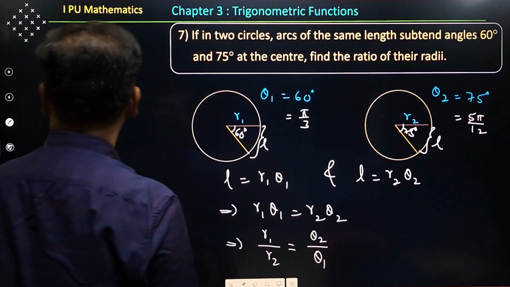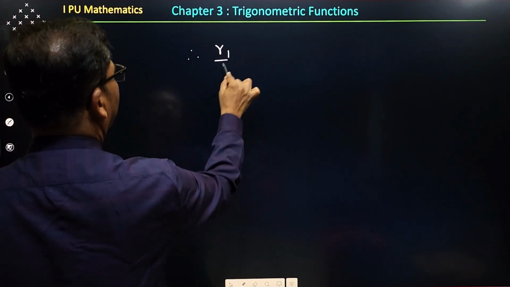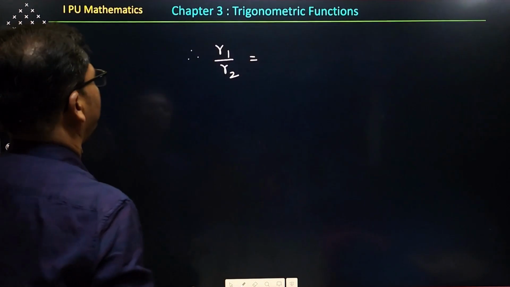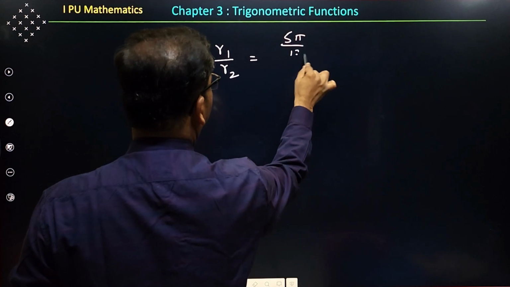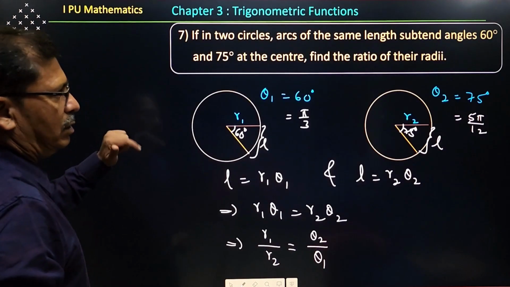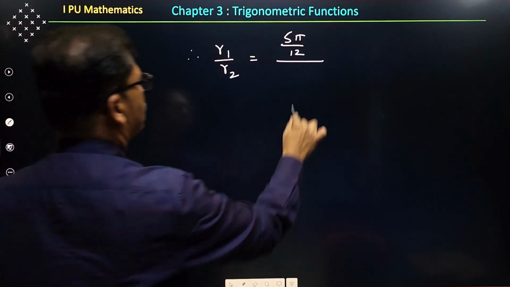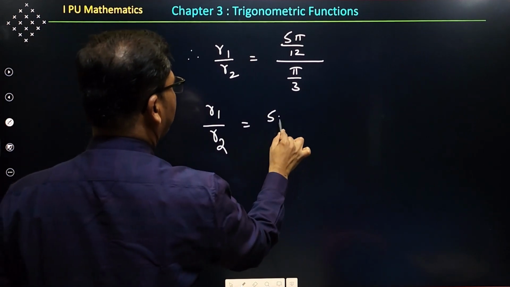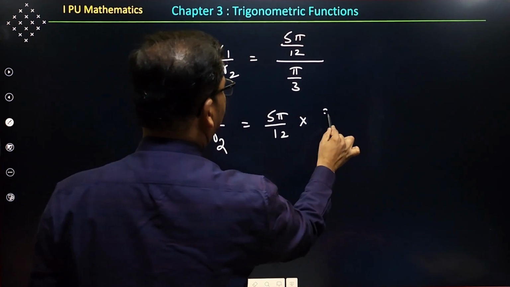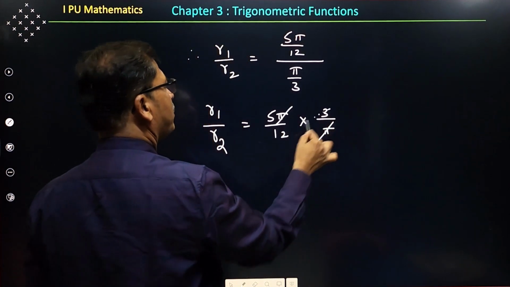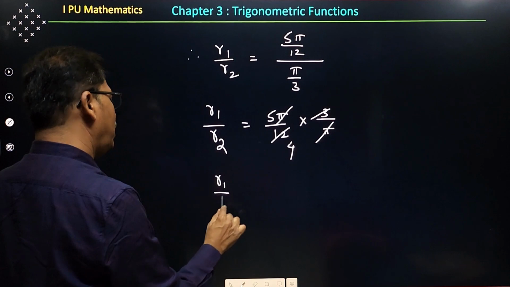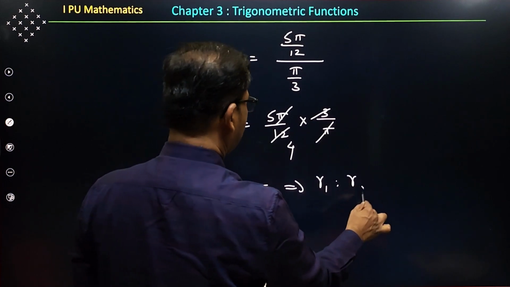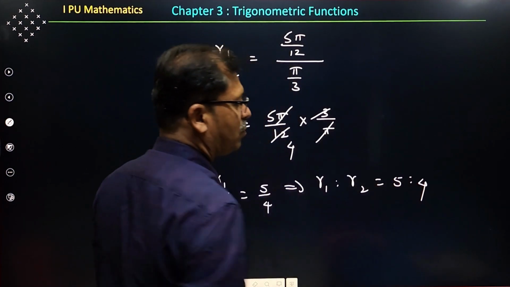Okay. So R1 by R2, therefore R1 upon R2 equal to theta 2 upon theta 1. Theta 2 is 5π divided by 12. This is divided by theta 1 which is equal to π/3. So R1 upon R2 is equal to 5π divided by 12 and then 3 divided by pi. So pi cancels, 3 ones are 3, 4 threes are 12. So R1 upon R2 is equivalent to 5 divided by 4. This gives you the ratio R1 is to R2 is equal to 5 is to 4. This is the answer.